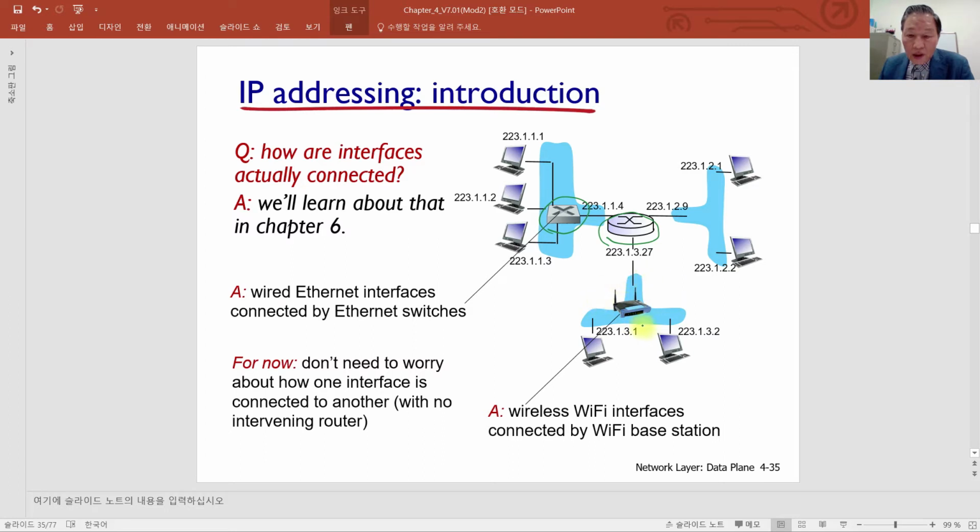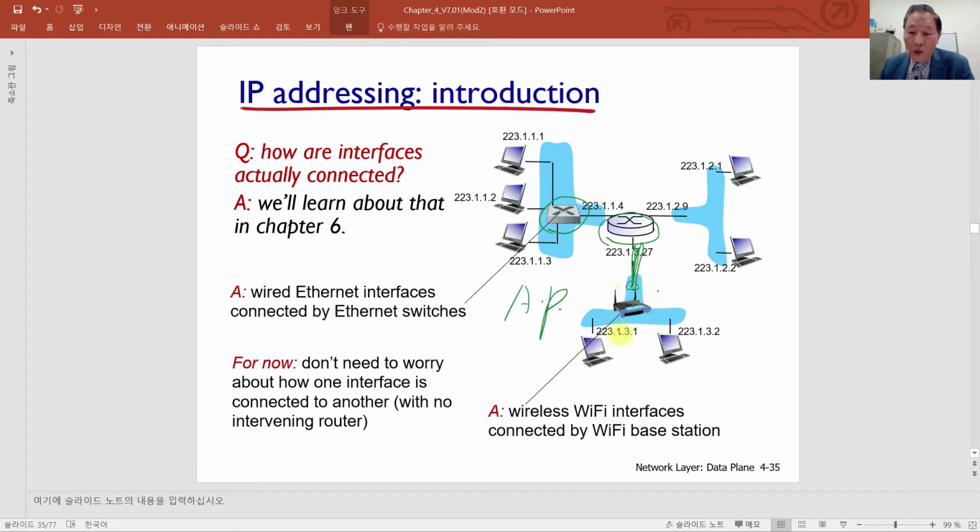Here, this one is a wireless access point, and this one is also using this interface. This one is physically interconnected. And here, we don't need to worry about how one interface connects to another if we are using this wireless access point. This wireless Wi-Fi interface is connected by this Wi-Fi base station.